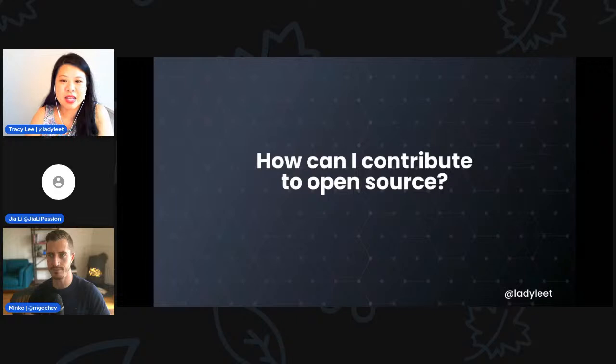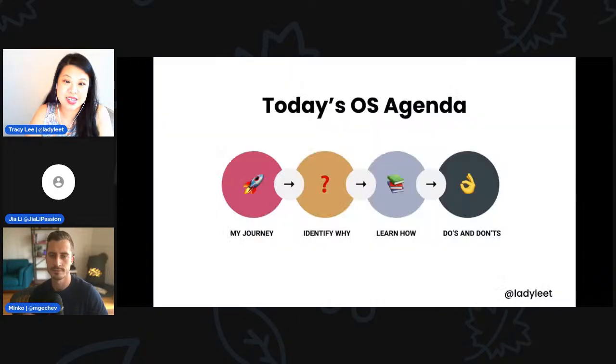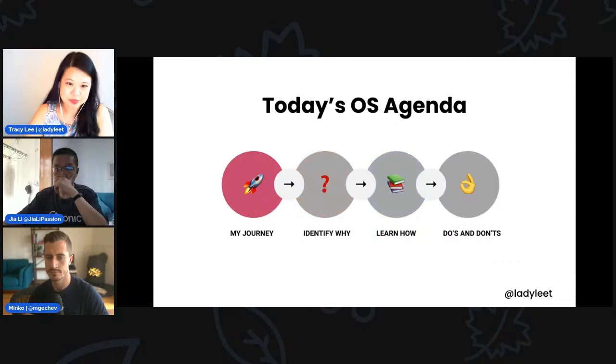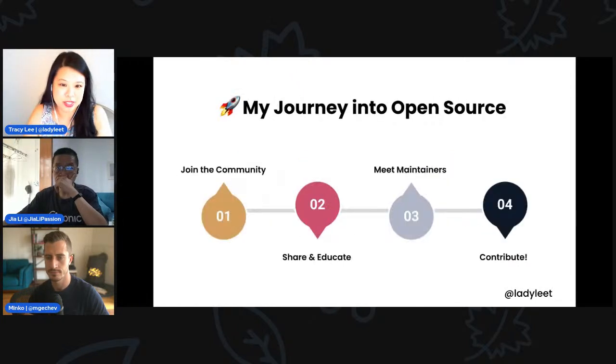So let's go ahead and get started. Again, the biggest question here is how can I contribute to open source? Well, we're going to talk about a few things today. First, we're going to talk about my journey into open source. Then we're going to talk about the why: why do you actually want to do so? And then also how, based on your why. And then we'll go over some do's and don'ts that you need to consider as you start your journey into open source. So let's go ahead and start off with my journey.